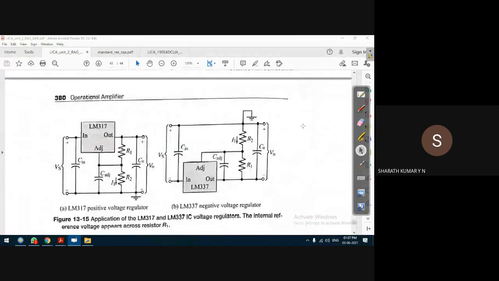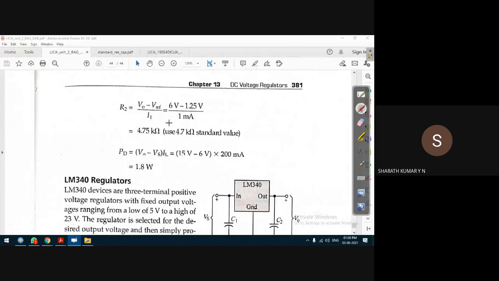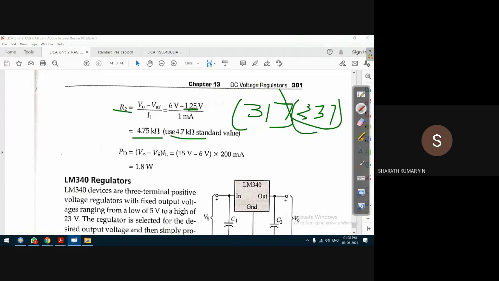Similarly, R2. For R2, one end is at V reference and the other end is the output voltage V0. So R2 is V0 minus V reference divided by I1. V reference for the LM317 and 337 regulators is 1.25 volts. So the R2 value is about 4.7 kilo ohms. The standard value is 4.7; a lesser standard value is selected because it is very close. That's why the lesser value is selected.